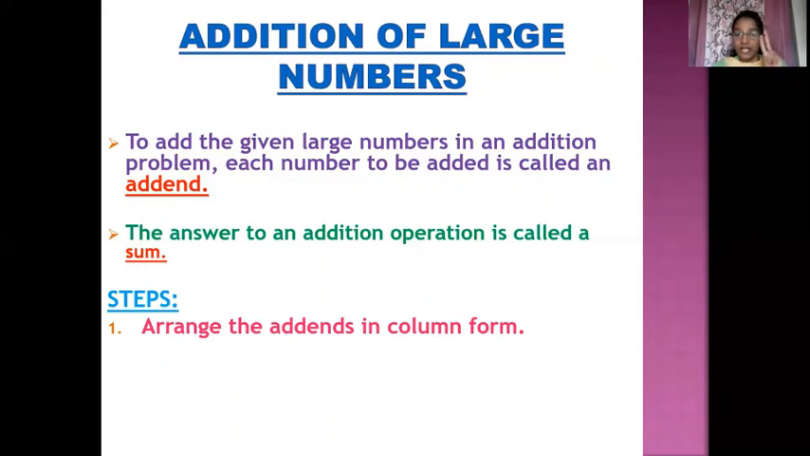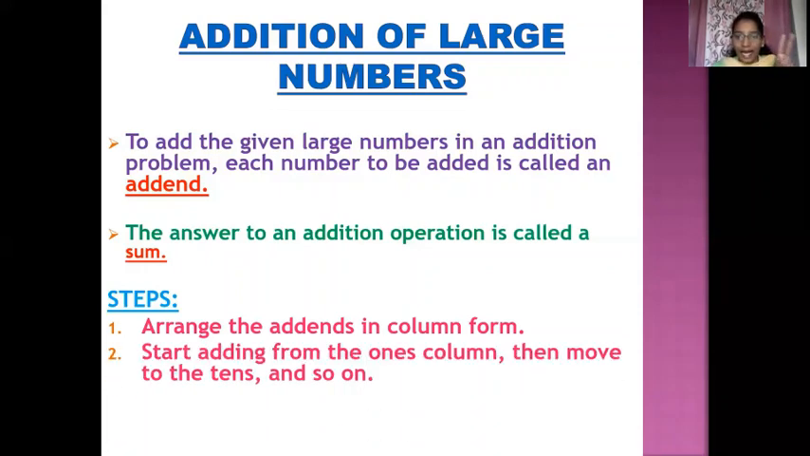Second step, start adding from the ones column. First step, you will arrange the given large numbers in columns, and those large numbers which are to be added are called addends. I'm repeating. You will start adding from the ones column, then move to the tens, then to hundreds, and so on. Right? So, regroup if required.